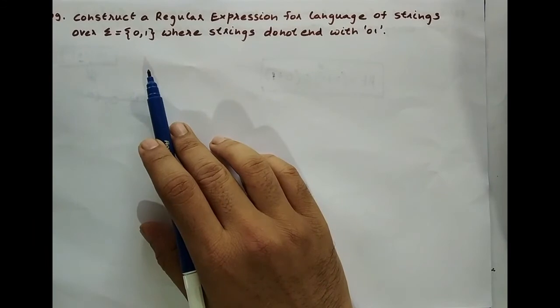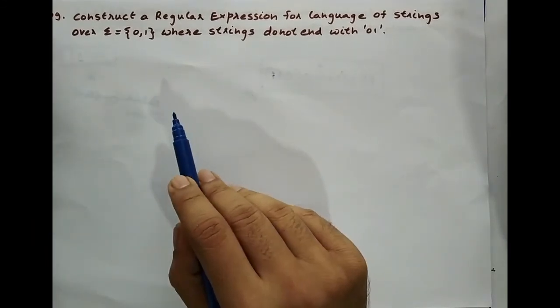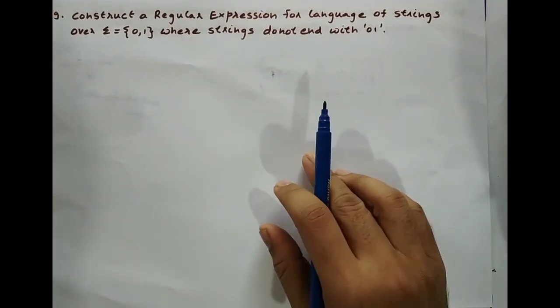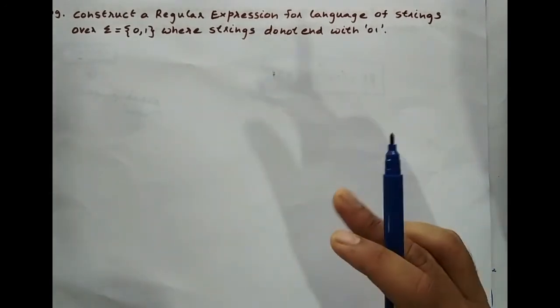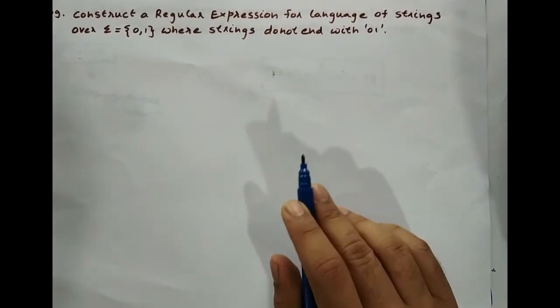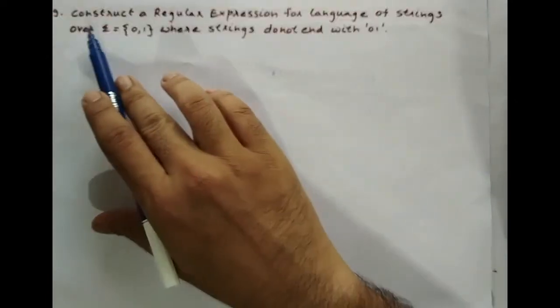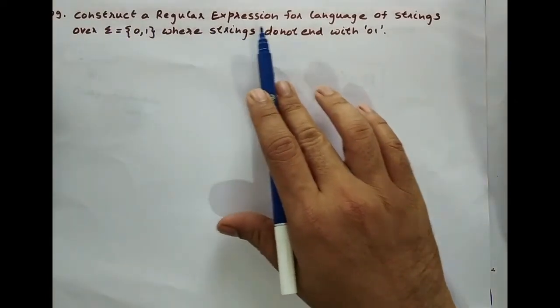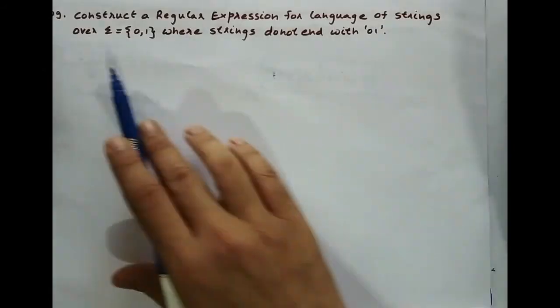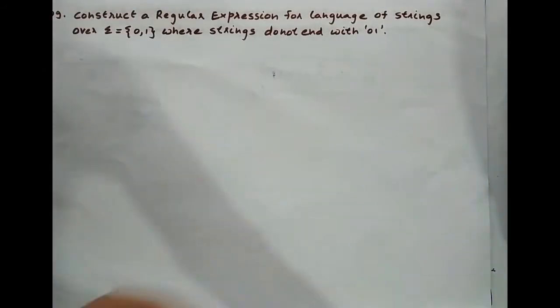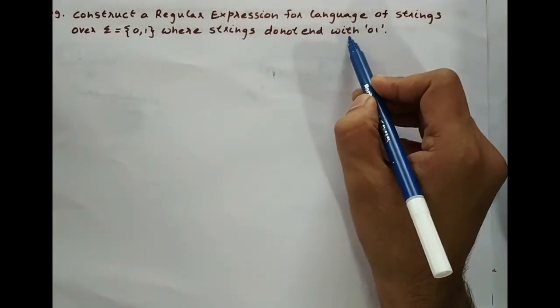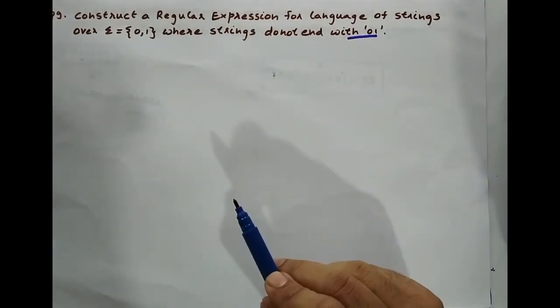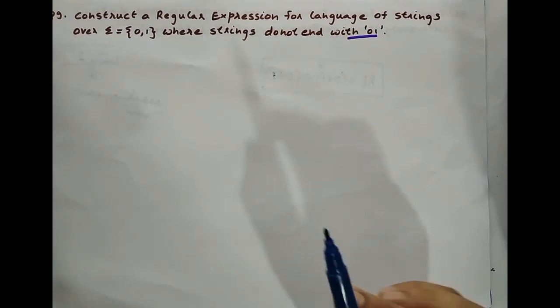Now this is the very last problem that I am going to consider. No doubt there are many such problems. I would advise students to solve and practice more problems. However, in this problem, it is again clearly said we are supposed to construct a regular expression for the language of strings over sigma equal to {0, 1}, as in the previous examples. The constraint here is the strings should not end with 01.